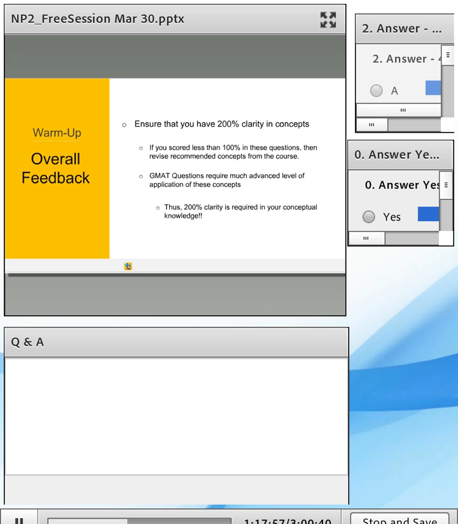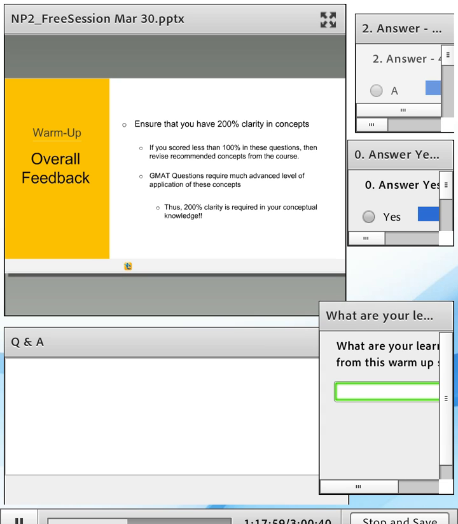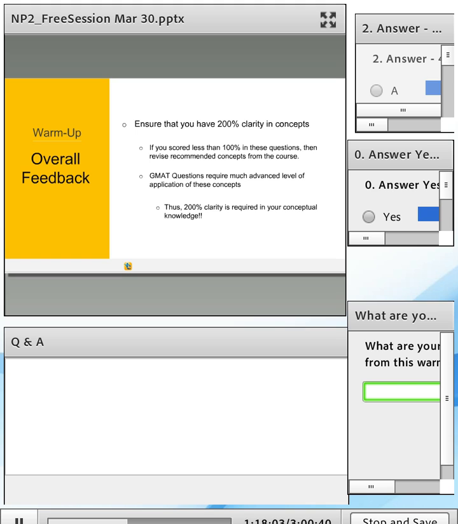Okay, so now type in what have you learned from this section, from the warm-up section. It could be conceptual learning, it could be process-based learning. What have you learned from this section? What specific aspect about the process? See, because I am going to be sharing these with you. So tell me, what specific aspect about the process have you learned?